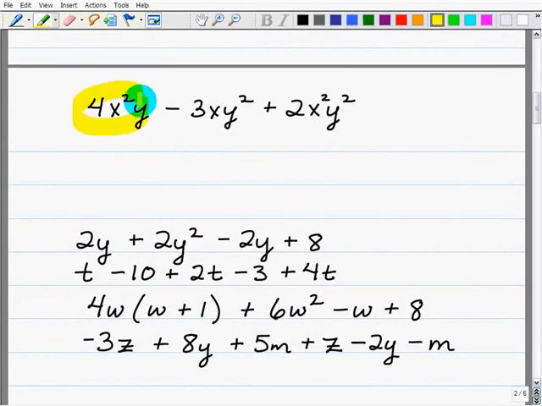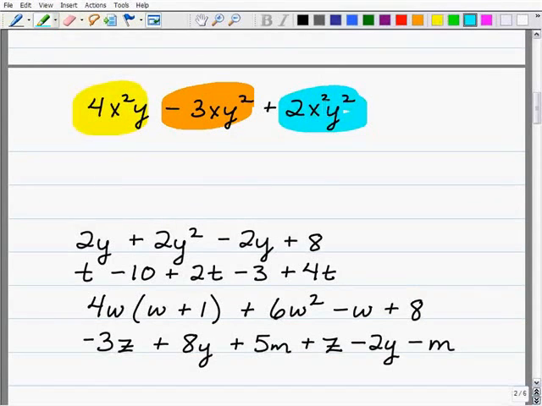Okay, so we have three terms here. We have this one, and this one. So with these three terms, let's go ahead and identify any like terms, if there are any. Okay, they all have x's and y's in them. This one has an x squared, this one has an x squared, but this one has a y to the first, but this one has a y to the second. These are not like terms.